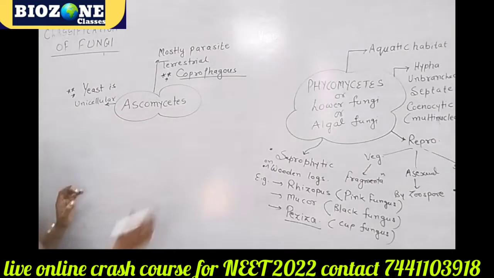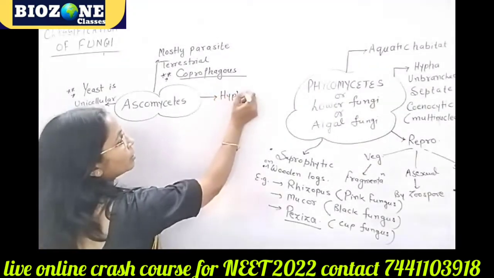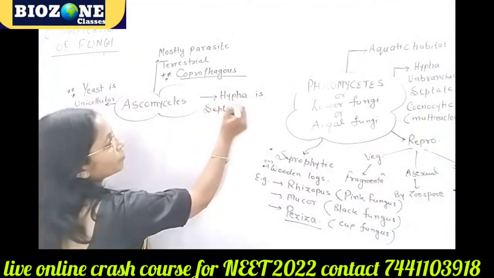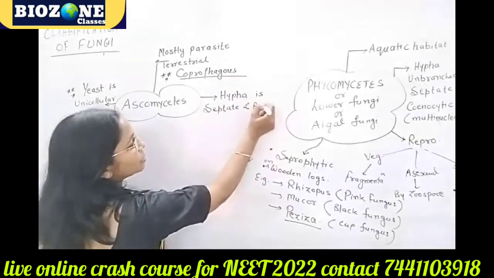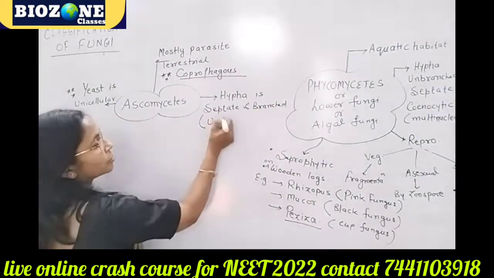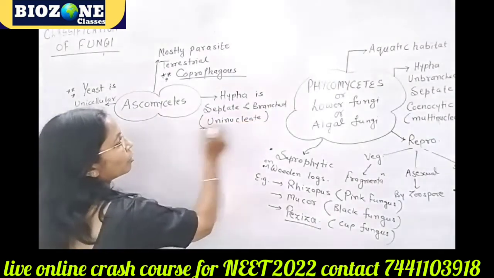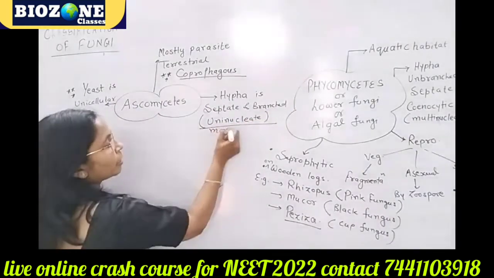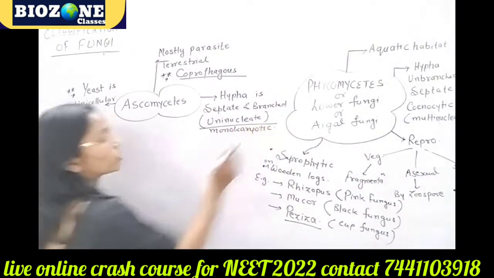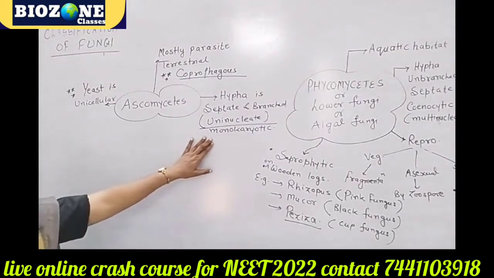Okay. Now, if we come towards the hypha, you remember hypha is septate and branched, and when it is septate, it is uninucleate, or uninucleate hypha is called as monokaryotic hypha also. So this part, you remember, one tip of the nature of the hypha.